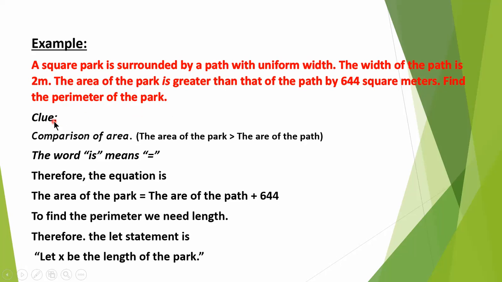What is the clue here? It's a comparison. Comparison of area. What area? The area of the park is greater than the area of the path by 644. That's what they say here. This is the good clue for you to create the equation. Then you can convert this inequality to the equation. So the area of the park equals the area of the path plus 644.